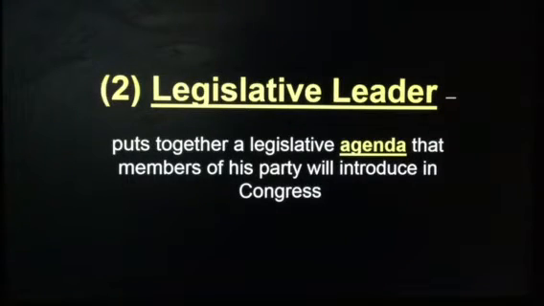2, the President is legislative leader. He puts together a legislative agenda that members of his own party will introduce in Congress. The President's administration works in conjunction with members in his own party in Congress to introduce legislation, bills that will become laws. So the President is legislative leader.